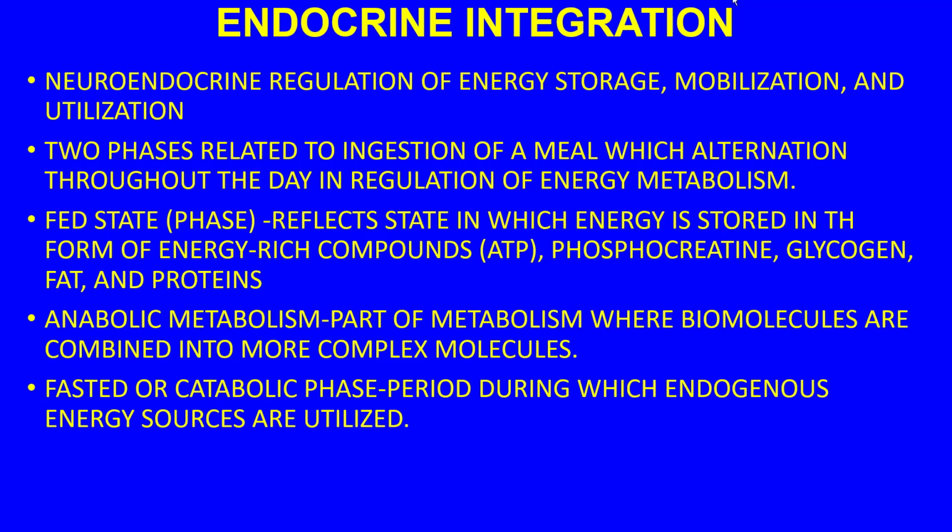So first off, we're going to talk about the fed state or fed phase. This reflects a state in which energy is stored in the form of energy-rich compounds, particularly ATP, phosphocreatine, glycogen, fat, and proteins. Now, we have to keep in mind that we have what is called an anabolic metabolism. This part of the metabolism is where biomolecules are combined into more complex molecules. Basically, we're going to store the nutrients. Now, in the fasted or catabolic phase, this is the period during which endogenous energy sources are utilized. In other words, we're going to start using that which we stored.